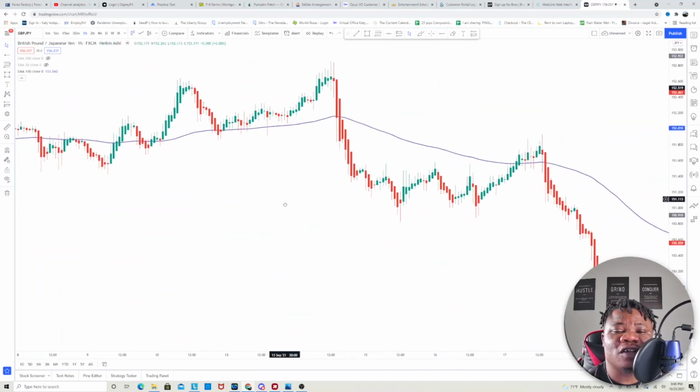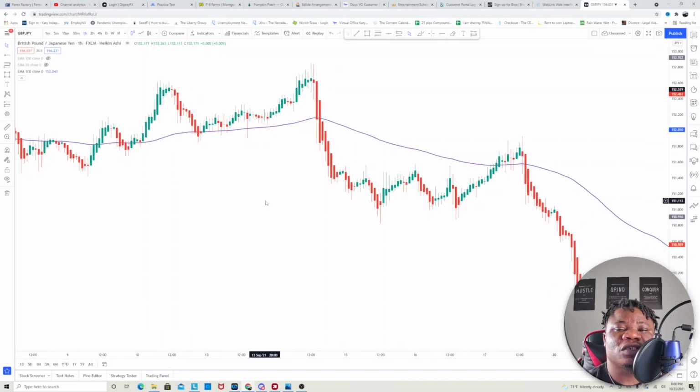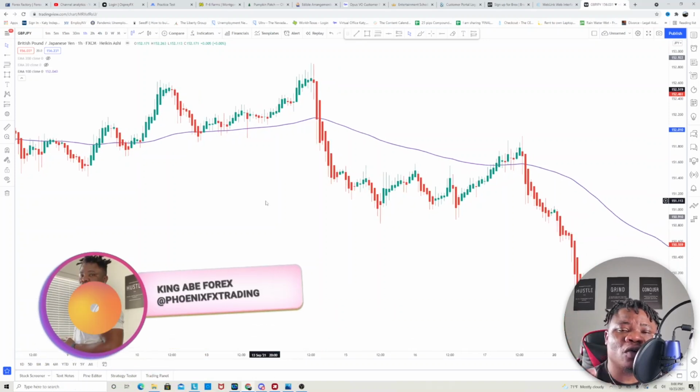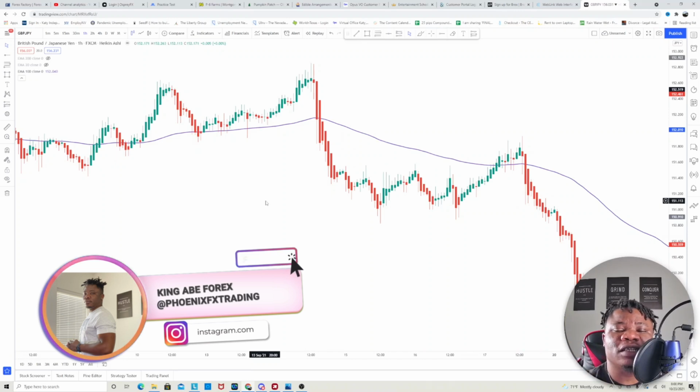Now for a sell position, we need to make sure that price is below the 100 EMA, 100 moving average.